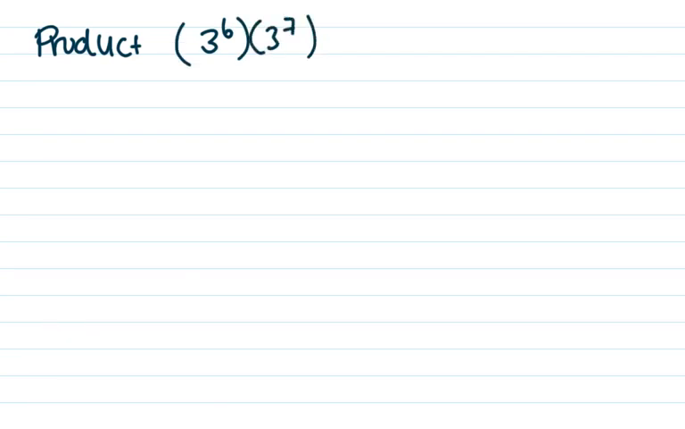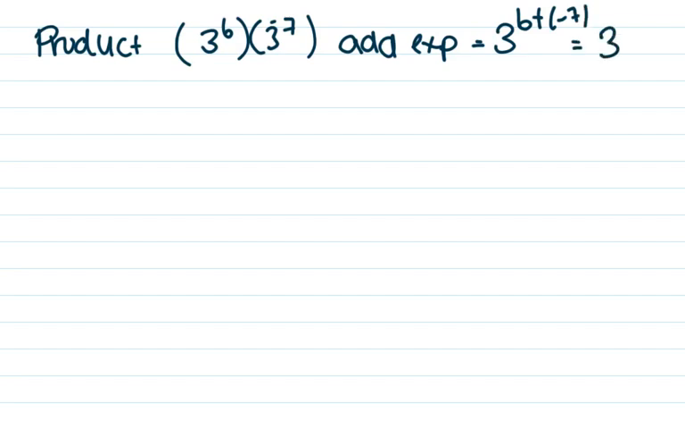So first, the product law. The product law is that if I have two numbers with the same base and I'm multiplying them together, I can add their exponents. So this would be, I would do 3 to the power of 6, sorry, that was negative 7, plus negative 7 equals 3 to the power of negative 1.